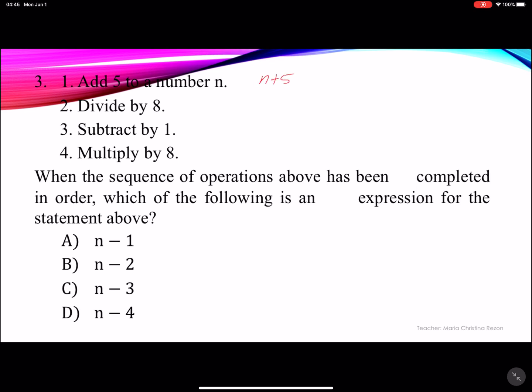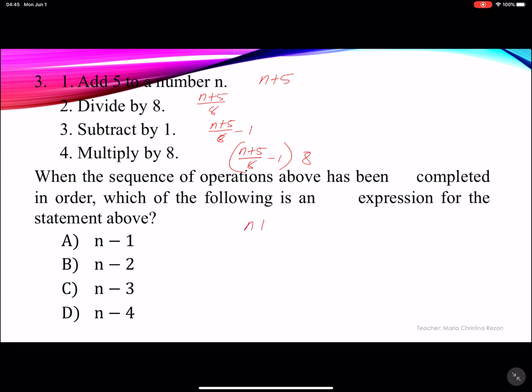Divide by 8, so that is n plus 5 over 8. Subtract by 1, that is n plus 5 over 8 minus 1. And then multiply by 8, so that is n plus 5 over 8 minus 1 times 8. And this is now your expression. And we need to simplify that because that is still a complicated one.